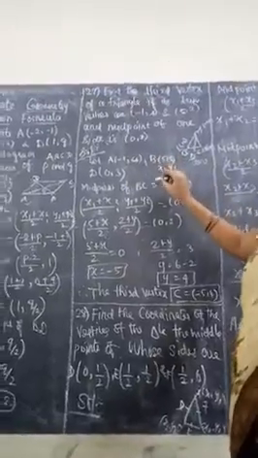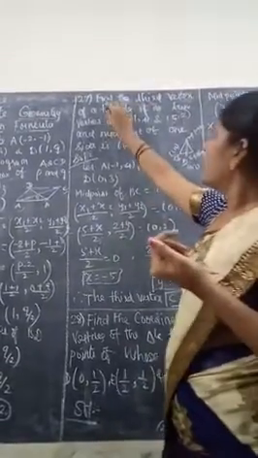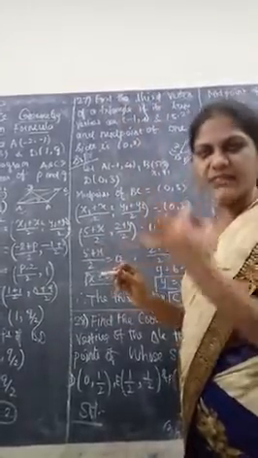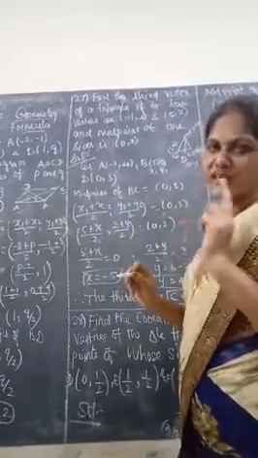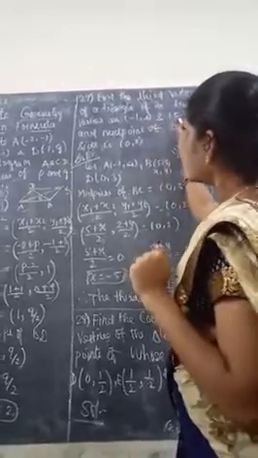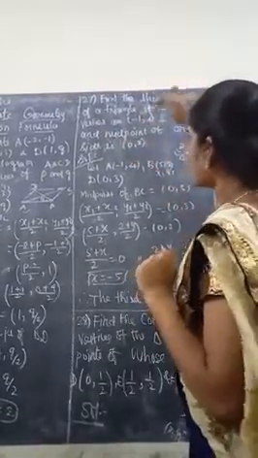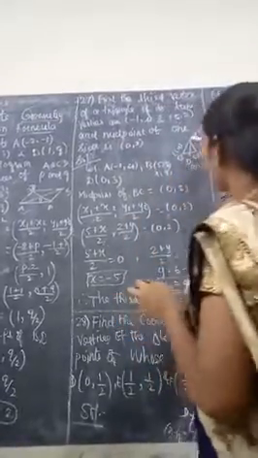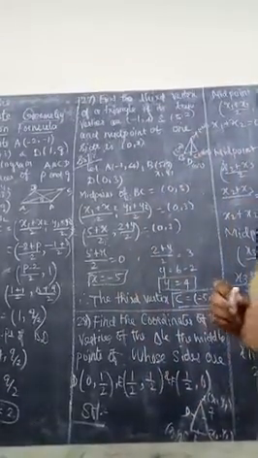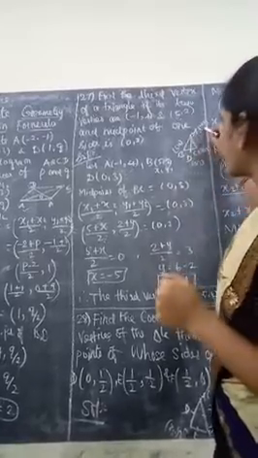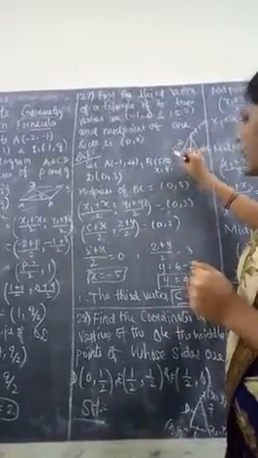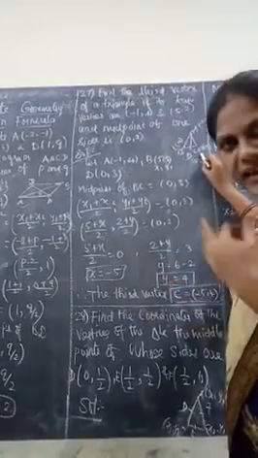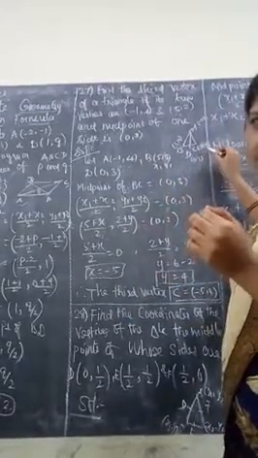Come to the 27th question. Find the third vertex of the triangle. In a triangle we have 3 vertices, and we need to find the third vertex. Here they gave 2 vertices and the midpoint of one side, which is 0, 3. In triangle ABC, A is minus 1, 4, B is 5, 2. The C point we do not know because we need to find the third vertex, so C is x, y.